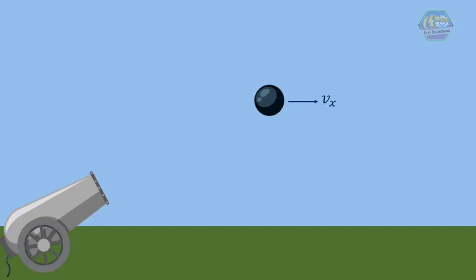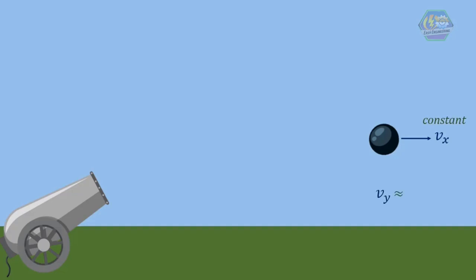During its flight, the cannonball experiences a motion going downward while going to the right. This time the velocity along the x direction is still constant, but the velocity along the y direction is approaching the same value as the initial velocity along the y direction, but in negative value to indicate that it is going downward, until the ball reaches the ground.